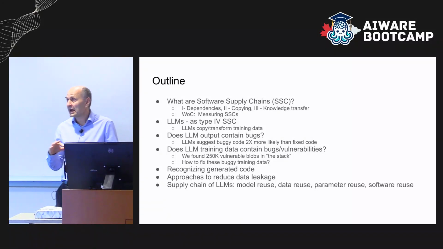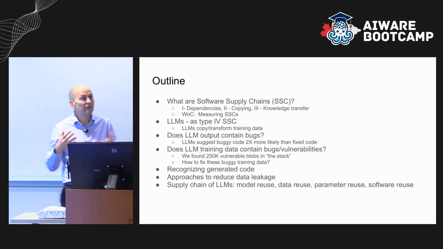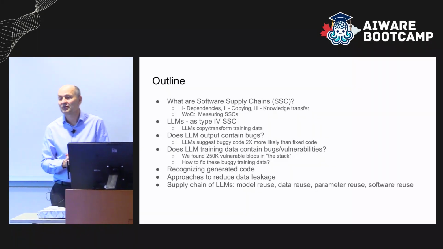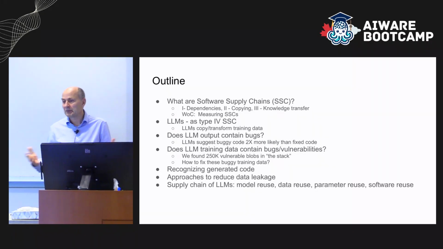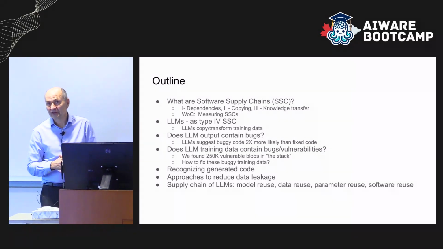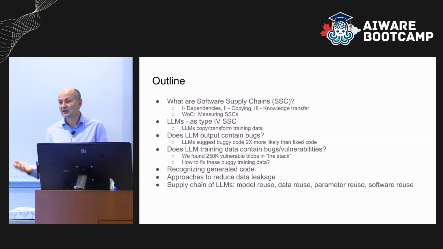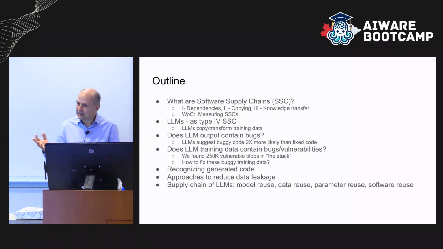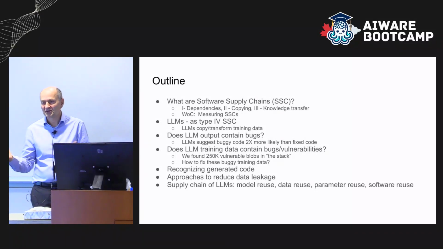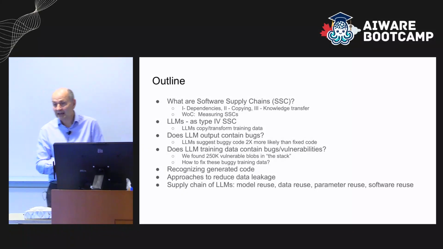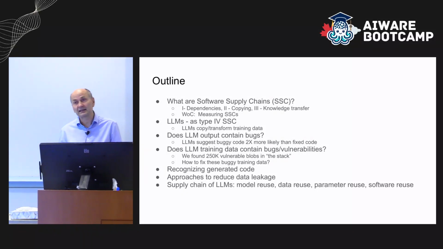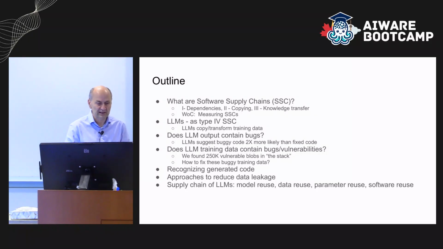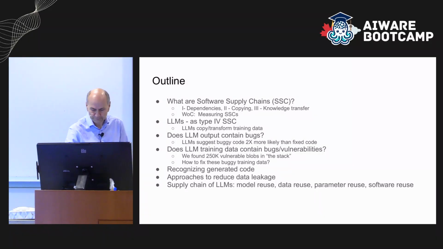I'll try to explain how large language models result in yet another type of software supply chain. Then talk about how to detect if LLM output contains bugs, how to fix these bugs automatically at scale, how to recognize a little bit about generated code, approaches to reduce data leakages, and also mention very briefly that LLMs have their own supply chain. These models are used to train on data, et cetera, et cetera.